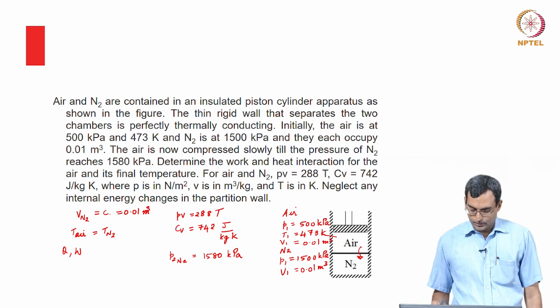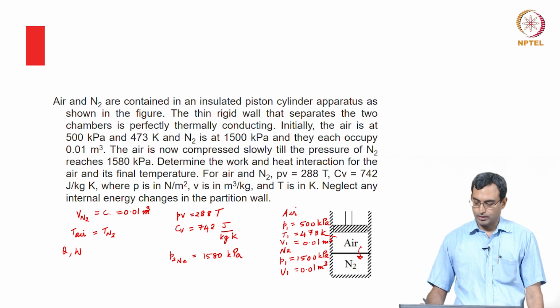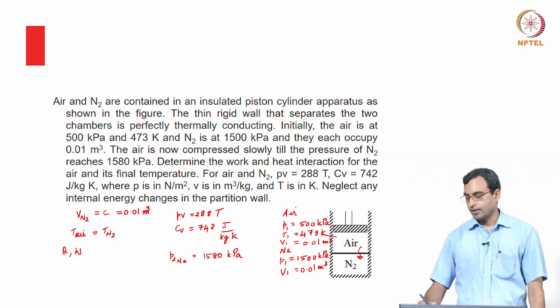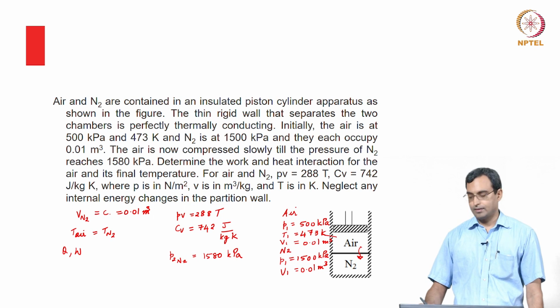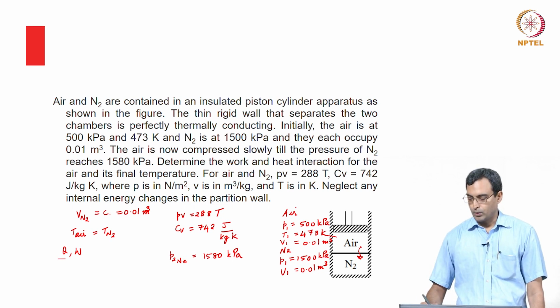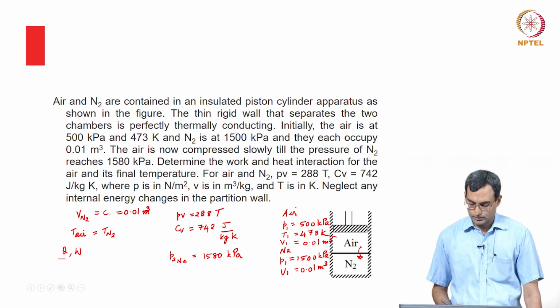So, what we are asked to find out is Q, which is heat transferred between air and nitrogen, and work. This entire thing is insulated, the piston is also insulated. So, there is no heat transfer from outside into this system. If I consider air as a separate system and nitrogen as a separate system, then there is heat transferred between air and nitrogen. That is what I want to find out. But work is being done on the air from outside, that is also something which I want to find out.